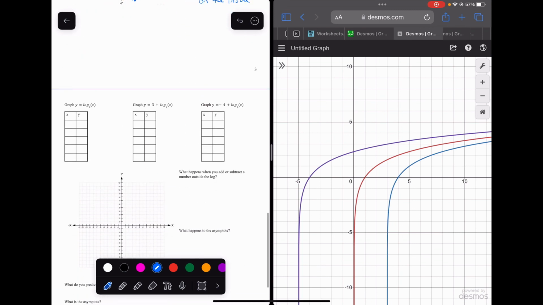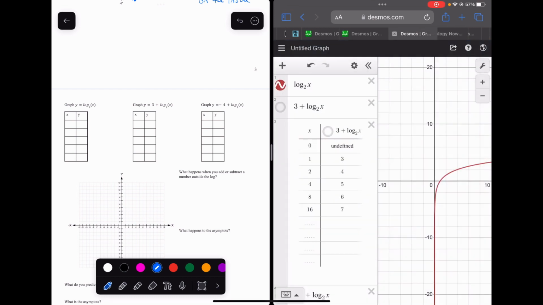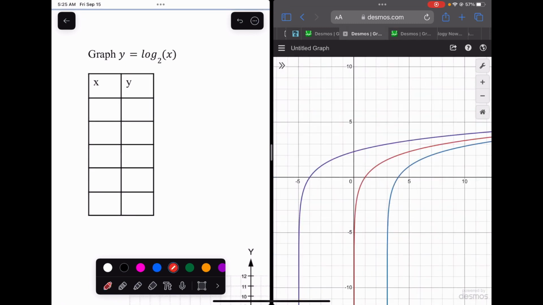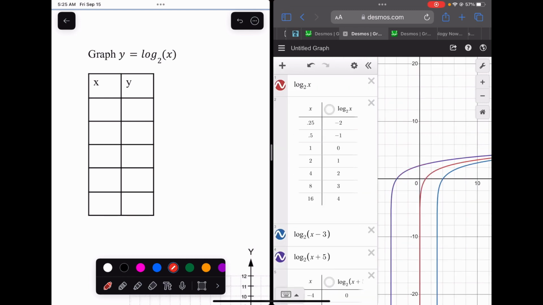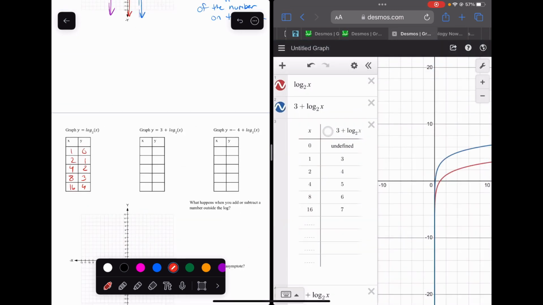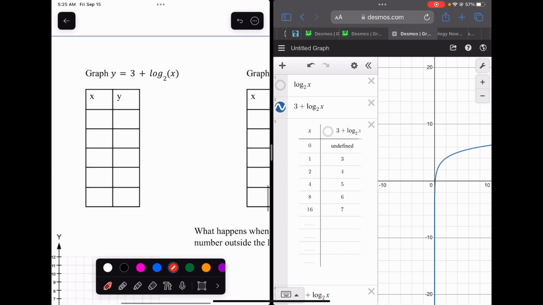Now, let's go ahead and take a look at our last transformation we're going to go over here. All right, so the first thing we've got is our parent function, which we've already graphed a gajillion times here, right? For our parent function, we know we are going to do (1, 0), (2, 1), (4, 2), (8, 3), and (16, 4). All right. Now let's go ahead and instead of adding and subtracting on the inside of the function, we are going to add and subtract on the outside of the function.